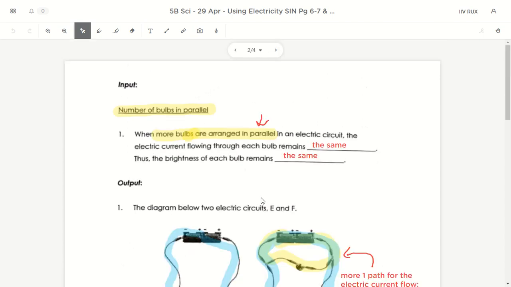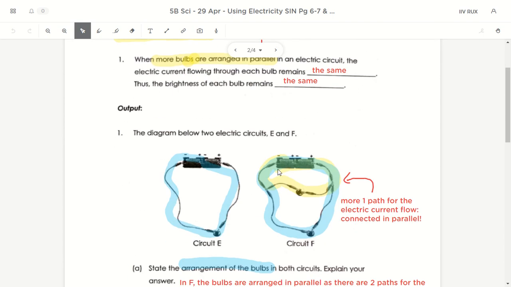However, for a parallel circuit, you realize it doesn't need to just go through that one path; it can go through another path. So in a sense, when it's splitting, it's actually not sharing. Okay, it's different. To understand this deeper, you really have to go on to secondary school to know that what determines the brightness of the bulb is the potential difference between the two ends of the bulb, which is determined by the battery.